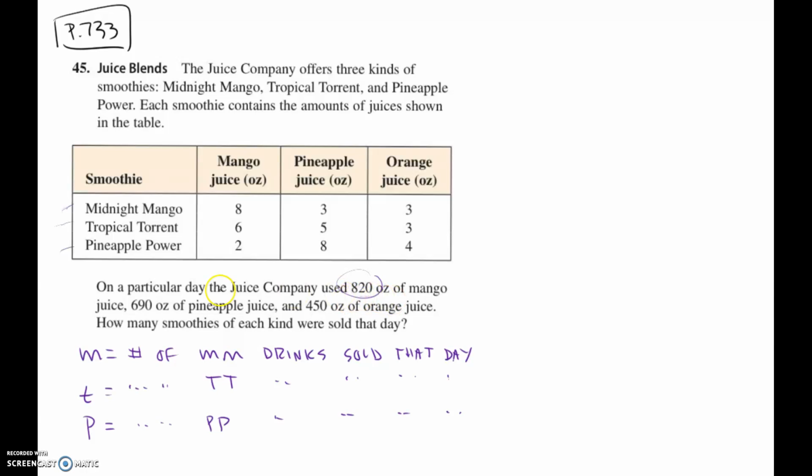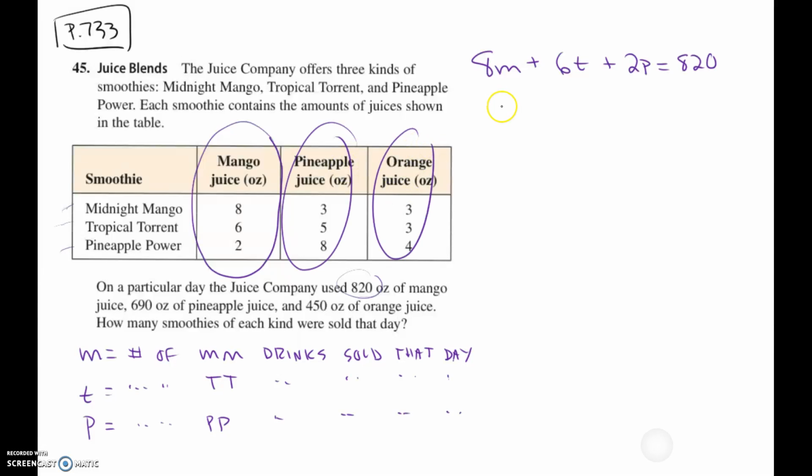So 820 ounces of mango juice. Well, mango juice is summarized here. So for every 1 Midnight Mango drink, there's 8 ounces of juice in it, so that's going to be 8M plus, and then for every Tropical Torrent drink, you sell 6 ounces of mango juice, so that's 6T plus 2P equals the 820. And then similarly, we're going to have an equation for each of these two.